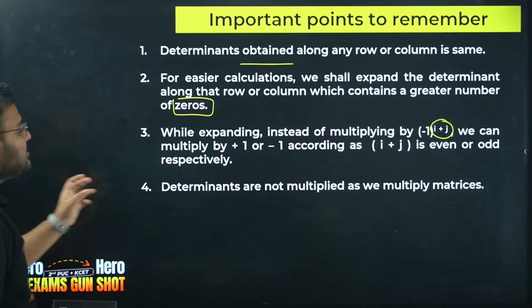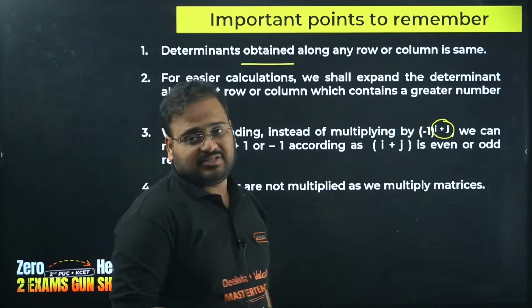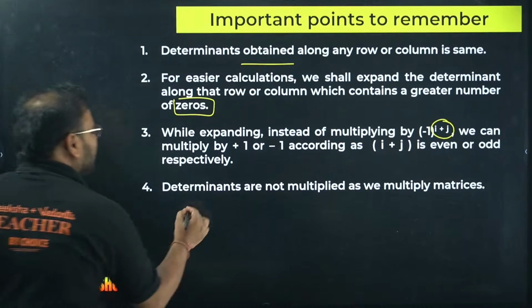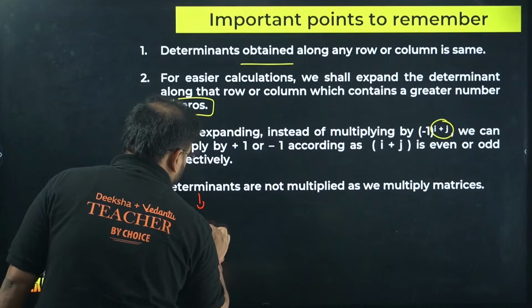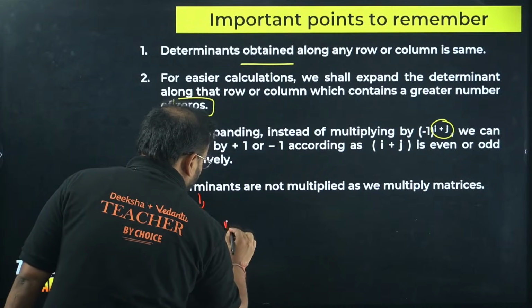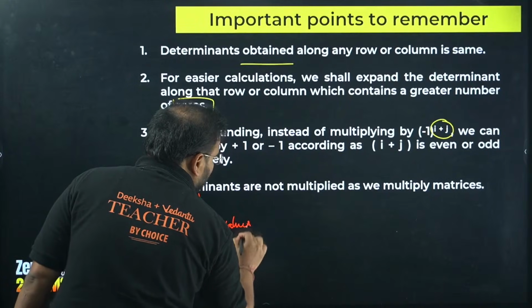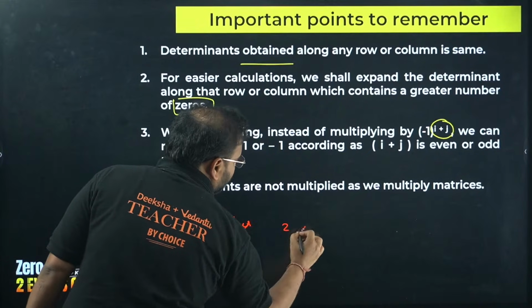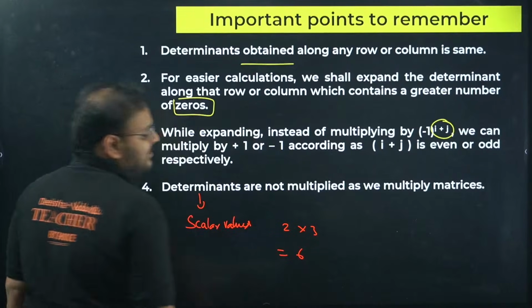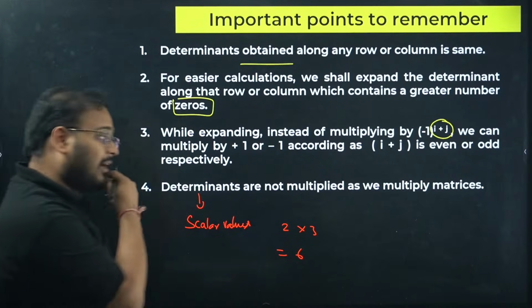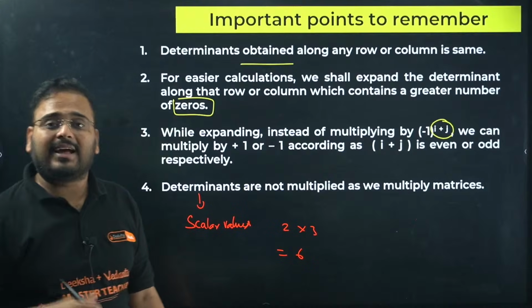Okay, determinants are not multiplied as we multiply matrices. Why? Because determinants are scalar values. How do you multiply scalars? For example, you have 2 into 3. What is the answer? 6. As simple as that. So you have scalar values, you're going to multiply them, not like matrices.